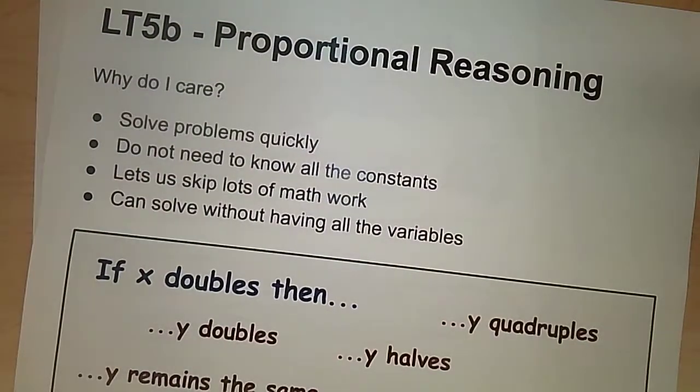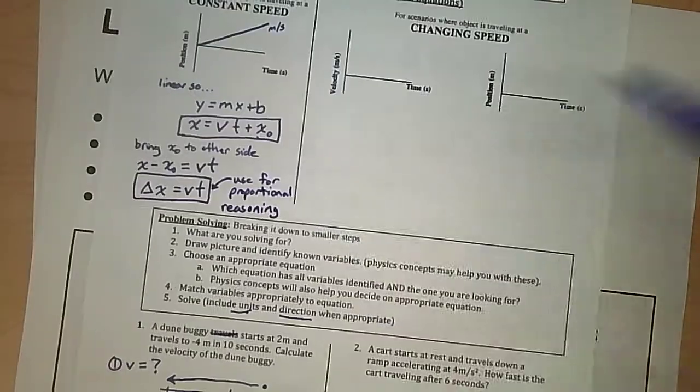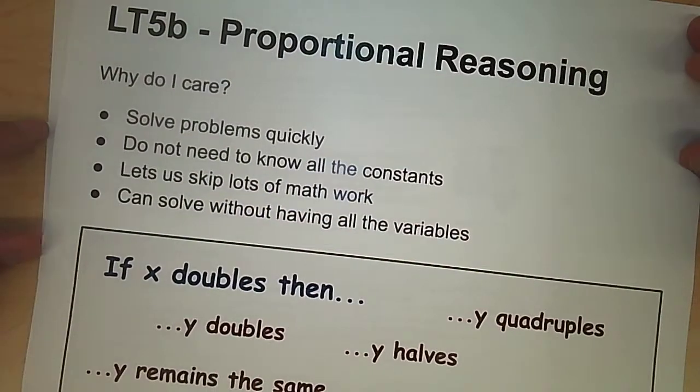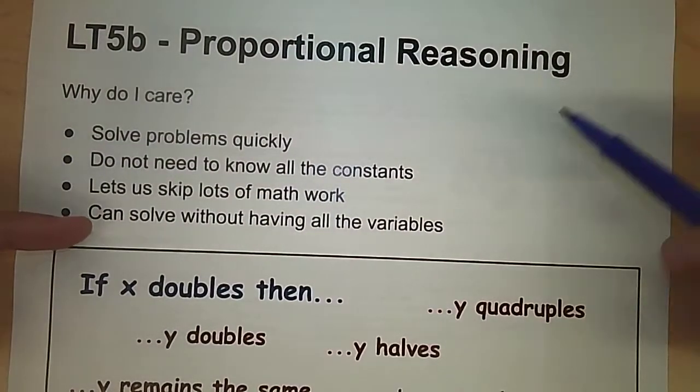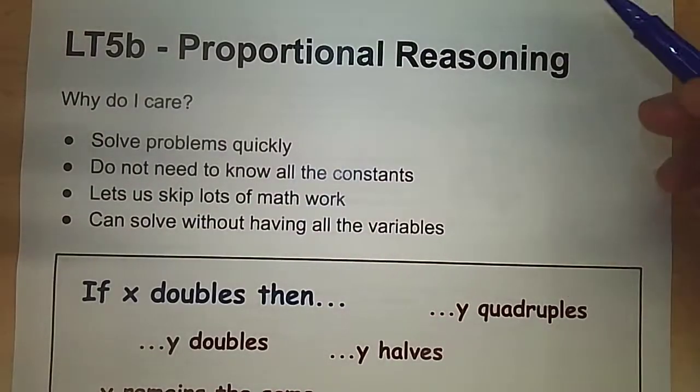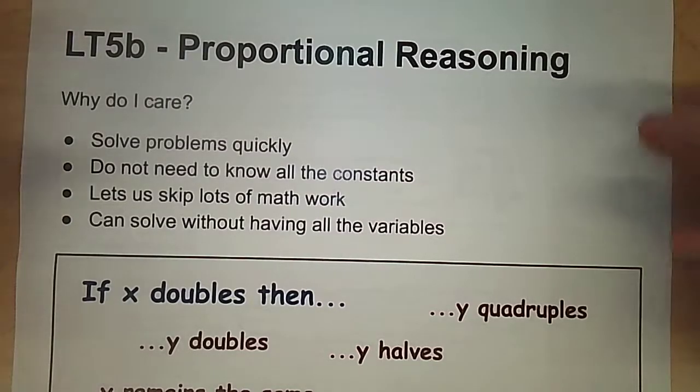We could always solve problems like this, right? This is a helpful way to go about it, but proportional reasoning sometimes just allows us to solve problems quickly where we don't have to go through all this work. Also, there are sometimes where we don't have all the variables needed to plug into the actual equation to get the actual value. So proportional reasoning is another cool trick that we could use to solve problems.